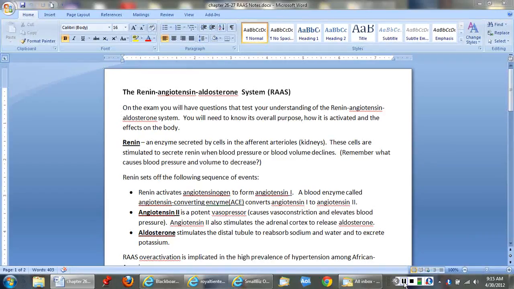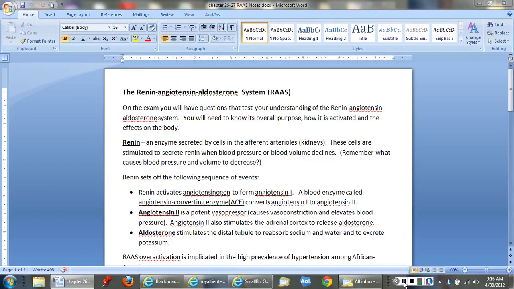And so why would you want blood vessels to constrict if blood volume and blood pressure are low? That's going to do what? Right, so constricting blood vessels increases pressure. Okay, so that's why the angiotensin 2 is needed in that situation. Angiotensin 2 also stimulates the adrenal cortex to release aldosterone.